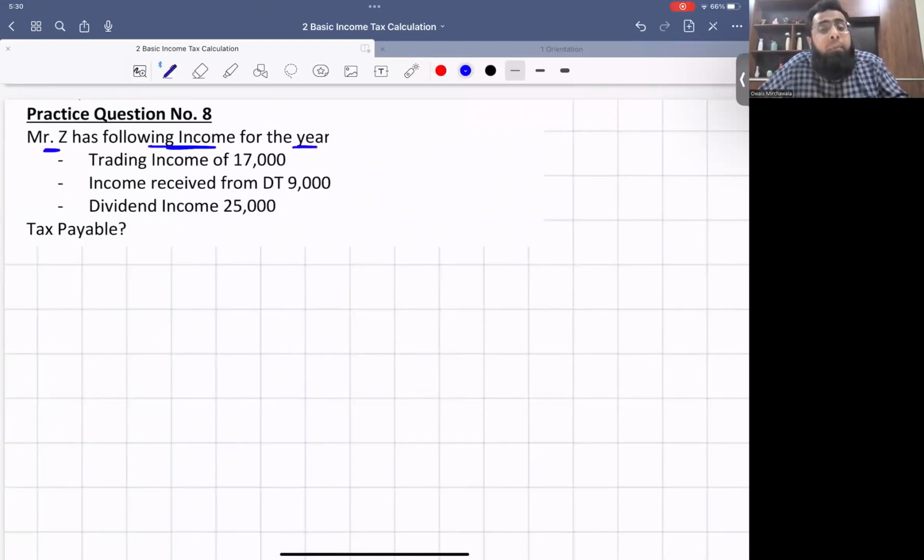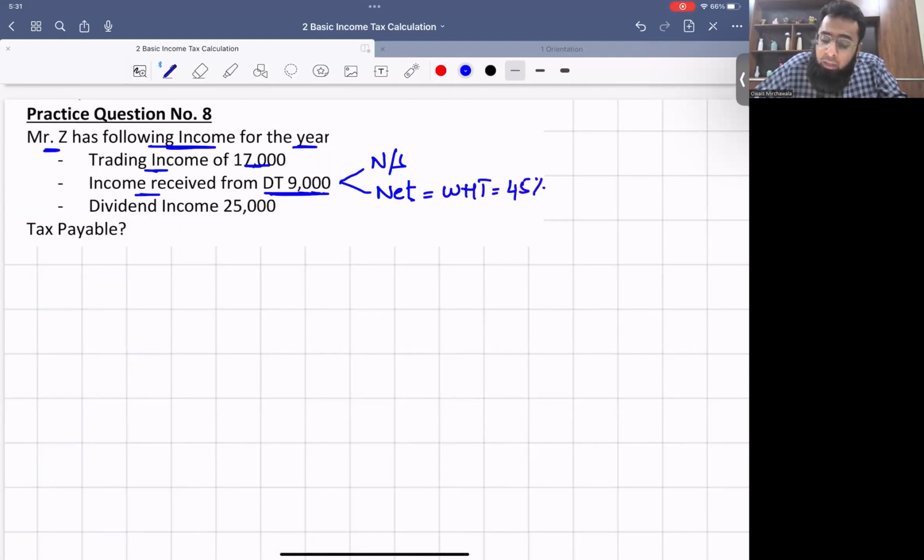Mr. Z has the following incomes for the year. Trading income 17,000. Income received from discretionary trust. Discretionary trust is classified as non-saving income. And since the examiner is silent, we will assume that the amount is net. We need to gross it up. The withholding tax on discretionary trust is 45%. We have just discussed it.